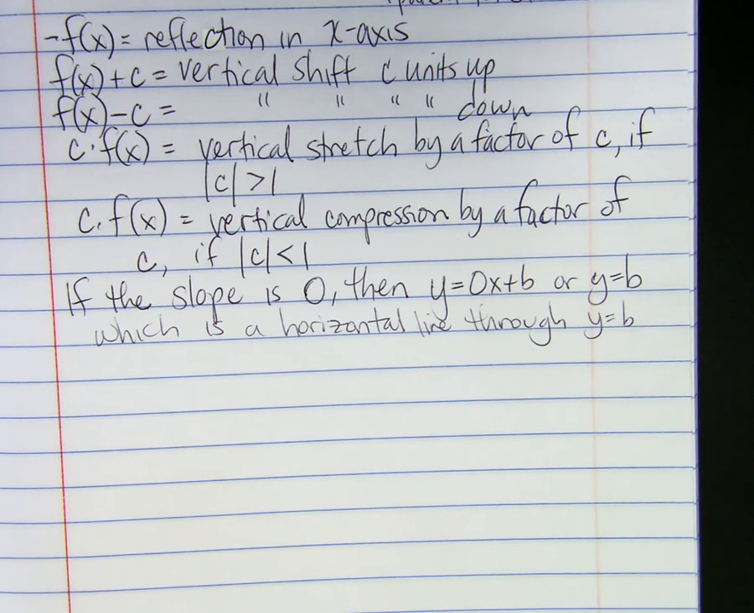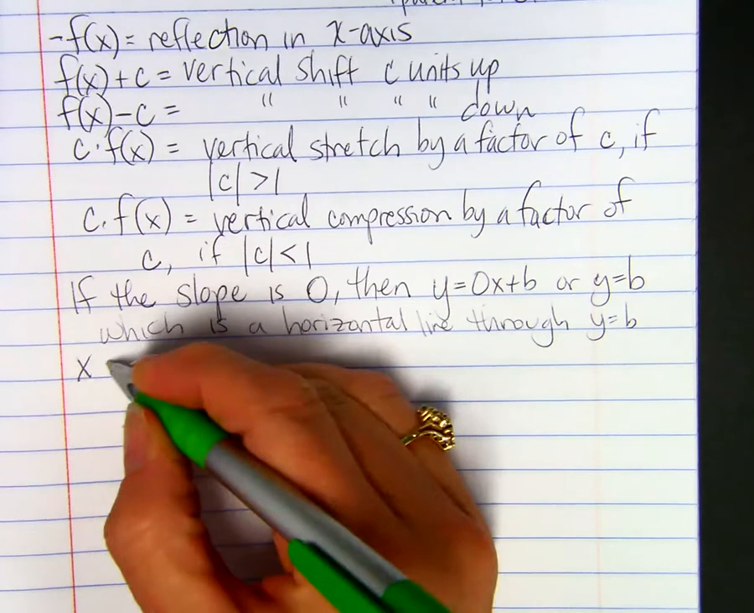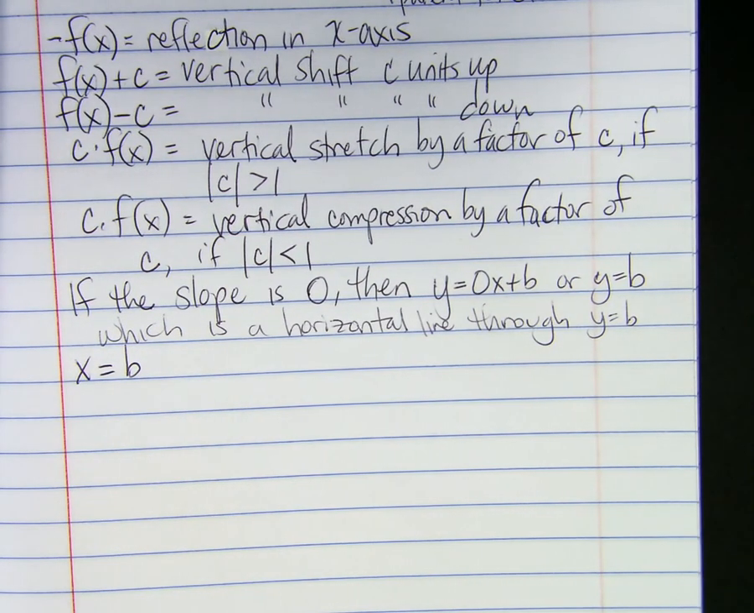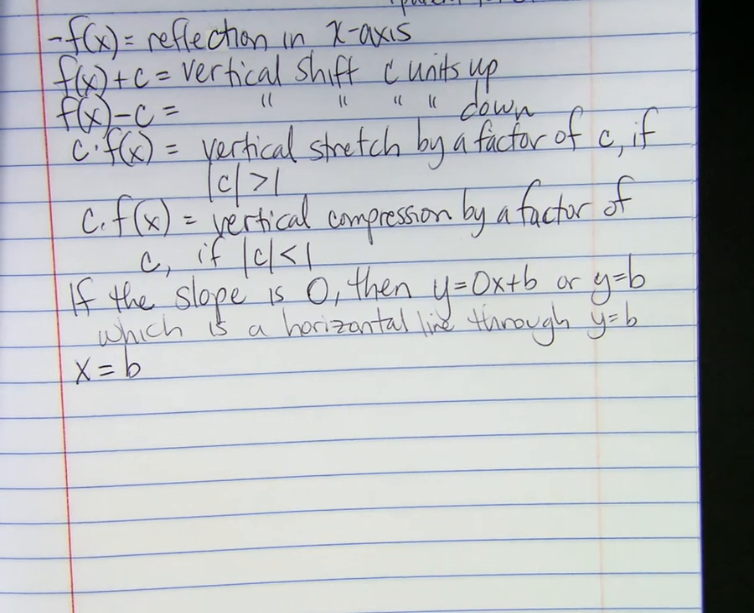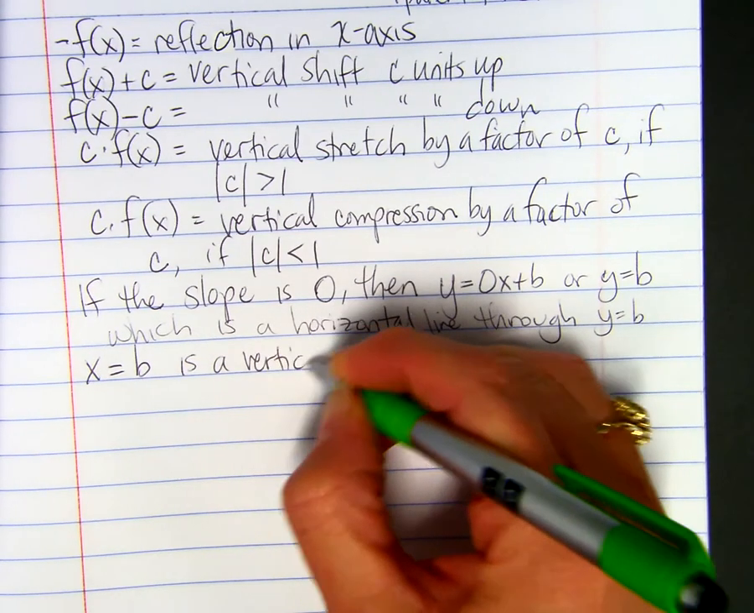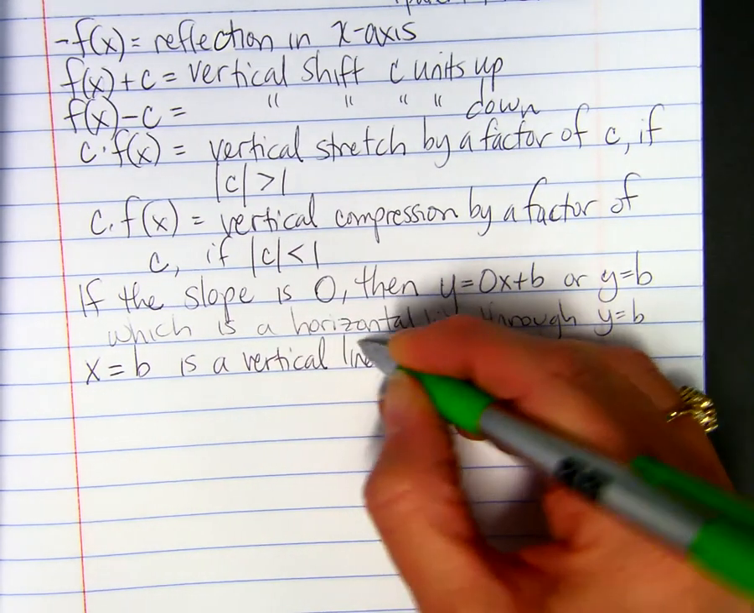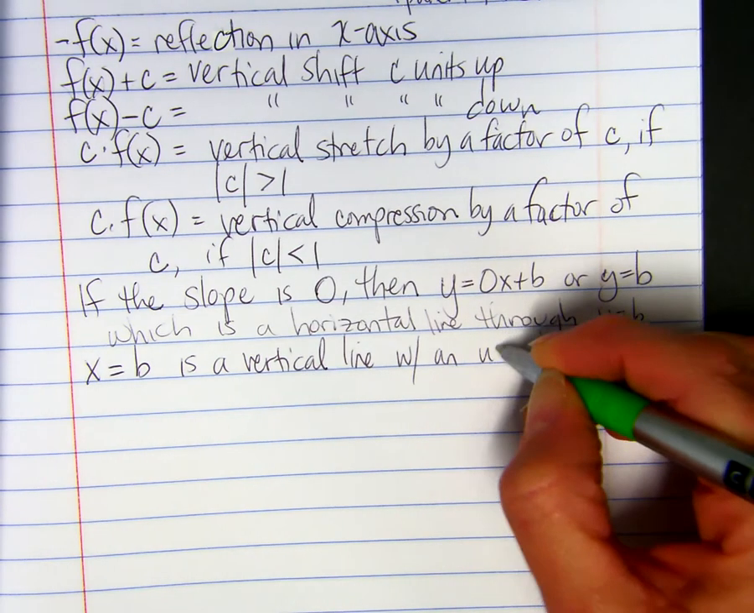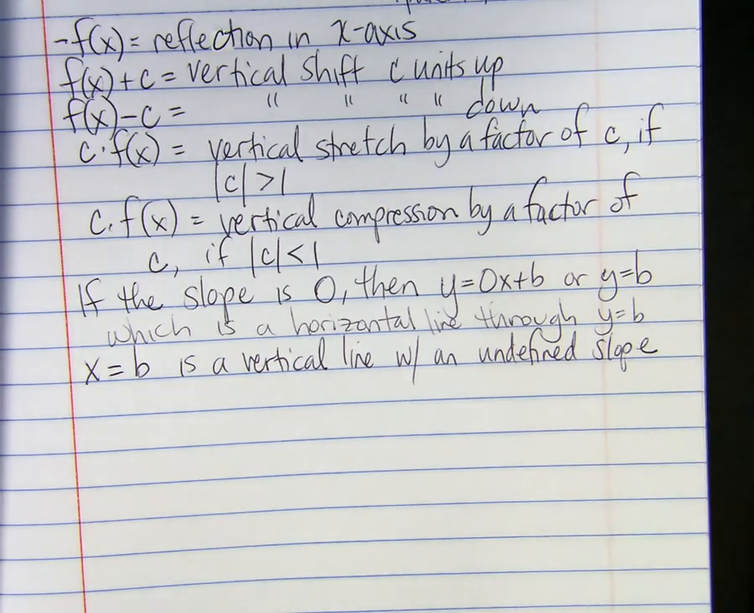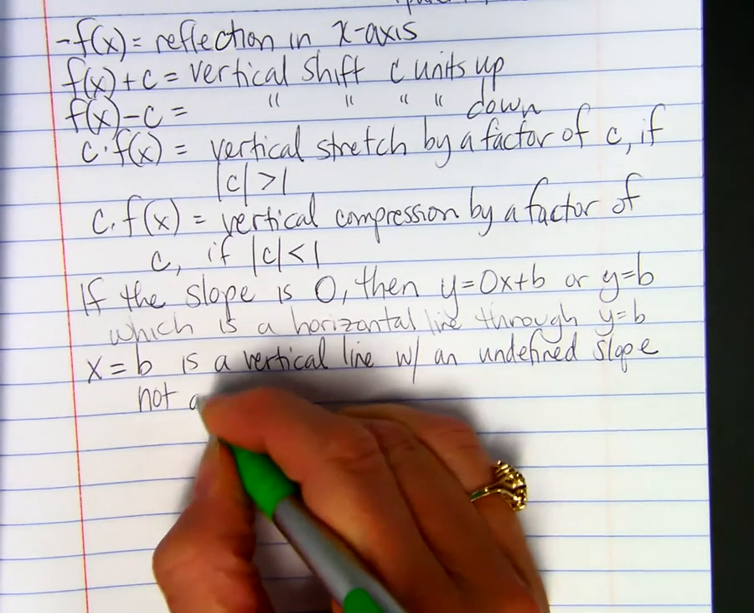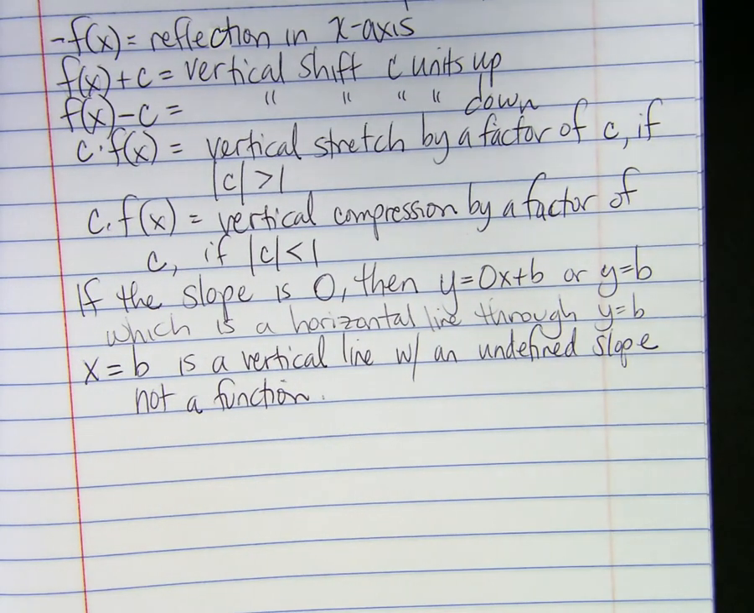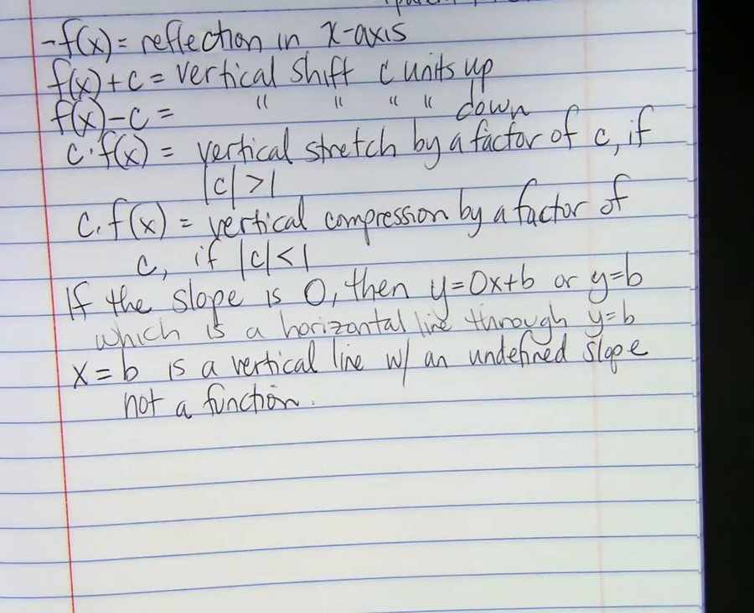If you have an equation x equals b, this is still a linear equation, it's just not a function. So it's a vertical line with an undefined slope. And it's not a function. Okay, that's it on notes.